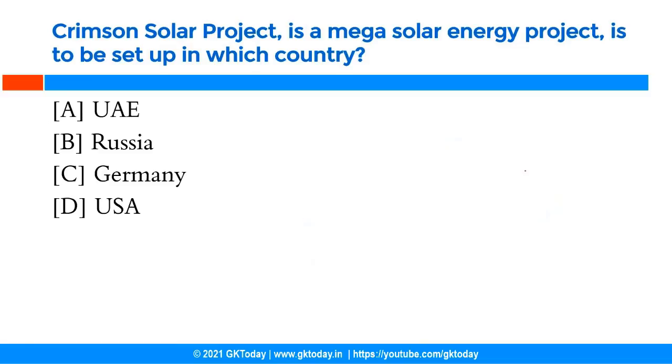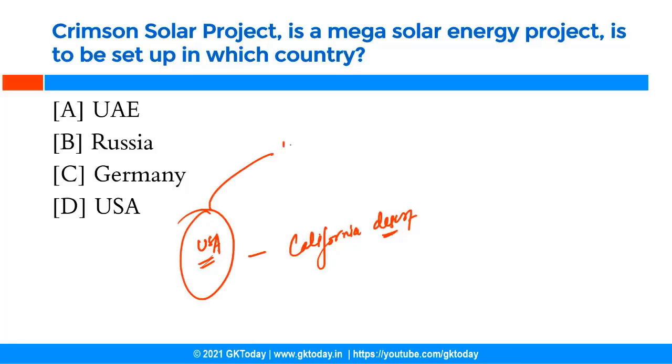Next question is, Crimson Solar Project is a mega solar project to be set up in which country? So it is going to be set up in USA and it is going to be in California desert. Now USA was also in news because of USTR report. What is USTR? It is United States Trade Representative.